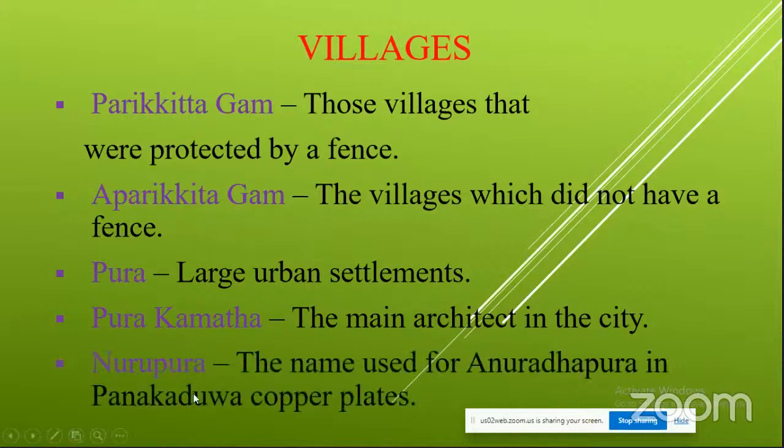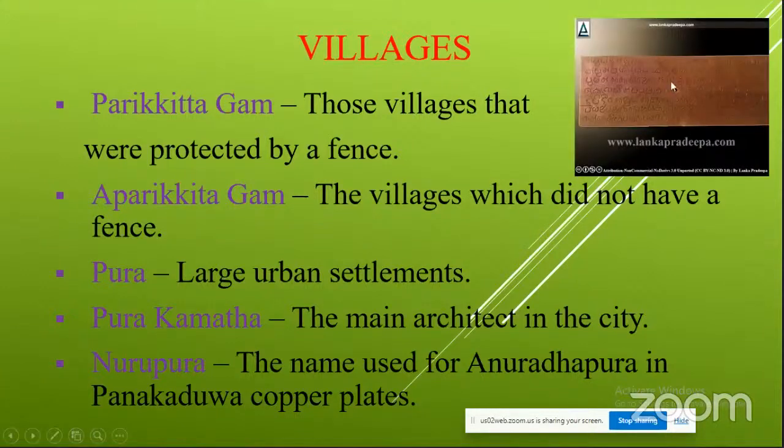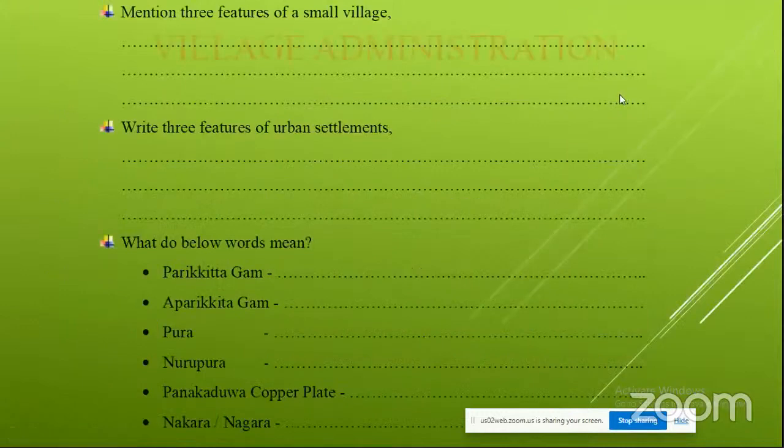And Nurupura means the name given to Anuradhapura in the Panakaduwa Copper Plate. Panakaduwa Copper Plate is a source that gives information about the childhood of King Vijayabahu I. So this is the Panakaduwa Copper Plate. You can see that Panakaduwa Copper Plate. Right.